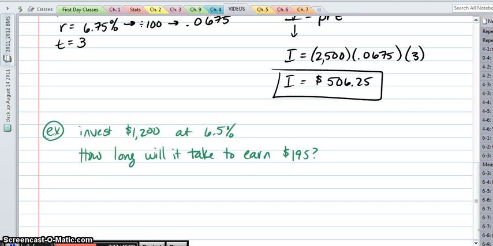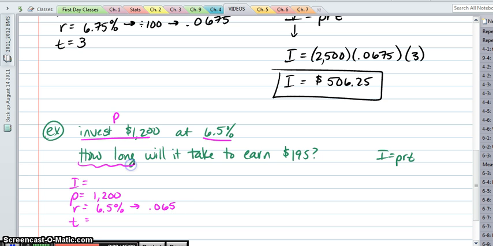So again, we're working with simple interest. I equals PRT. Let's go ahead and identify what it is we have and what it is we need to find. Well, we say we've invested $1,200. That will represent our principal amount at 6.5%. So remember, we have to convert that into just decimal, divide by 100, 0.065.